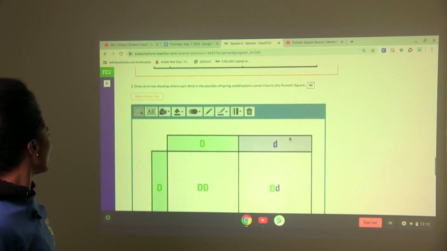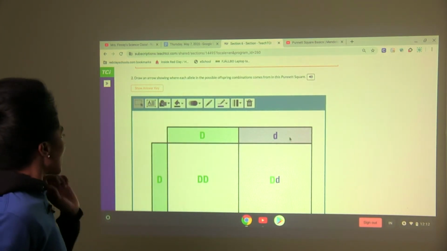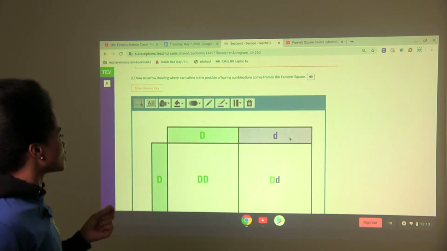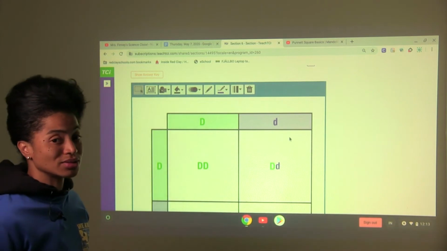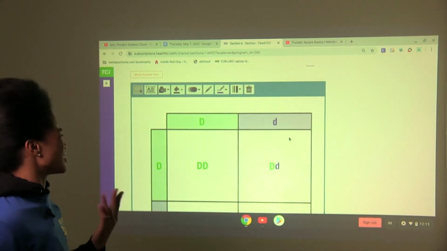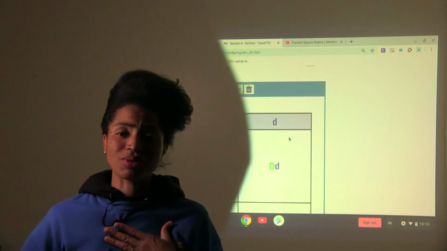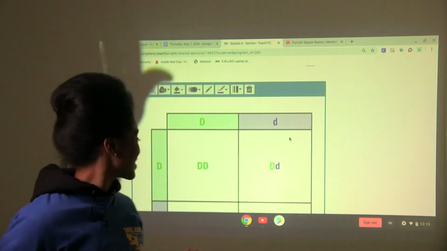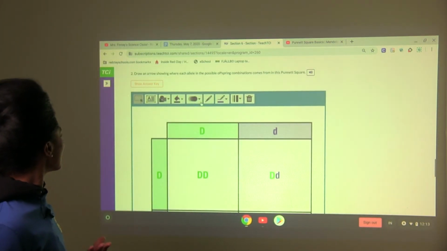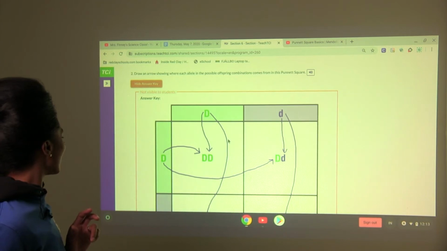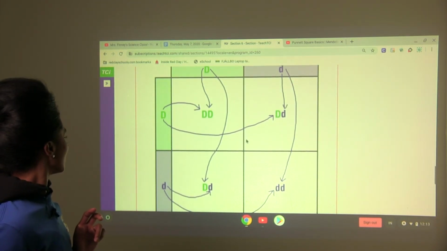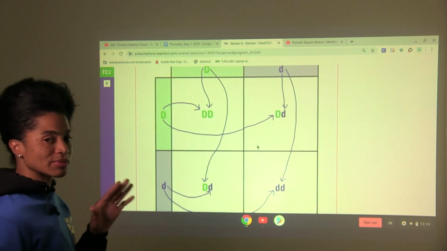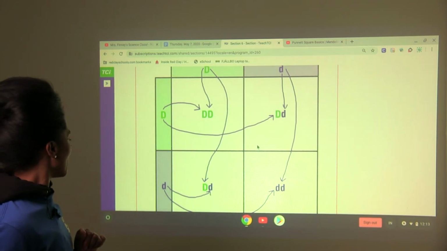All right, here we go. Here's one that's filled in for you. Draw an arrow showing where each allele in the possible offspring combinations comes from in this Punnett square. I believe you can do this. Believe this, after all we've learned together. So here are arrows. Just want to know where these alleles came from. So if you draw something similar, perfect.